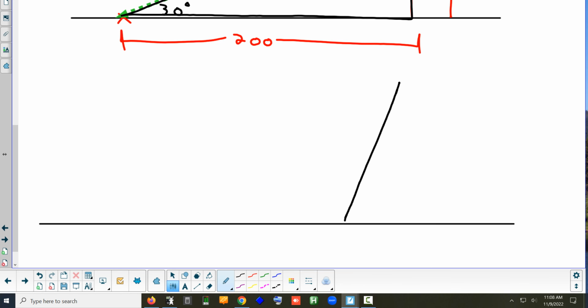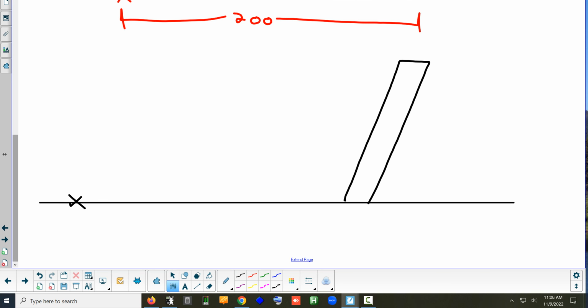But if you have a tower that's really leaning, and it's leaning like that, and you're standing here, it's the same basic problem. Let's say you are 200 feet away from, let's put it right there.